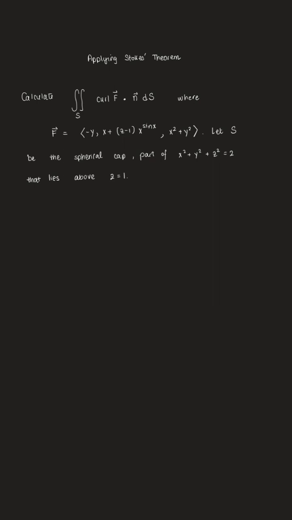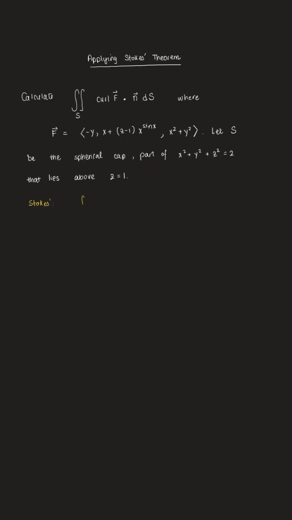Okay, in this example, we want to once again apply Stokes' theorem, but this time we're being asked to calculate the surface integral of curl dotted with the normal vector of the surface. So we're not being asked for the circulation line integral, but we're being asked for the right-hand side of Stokes' theorem. And so let's write down Stokes' theorem one more time before we even finish reading the problem.